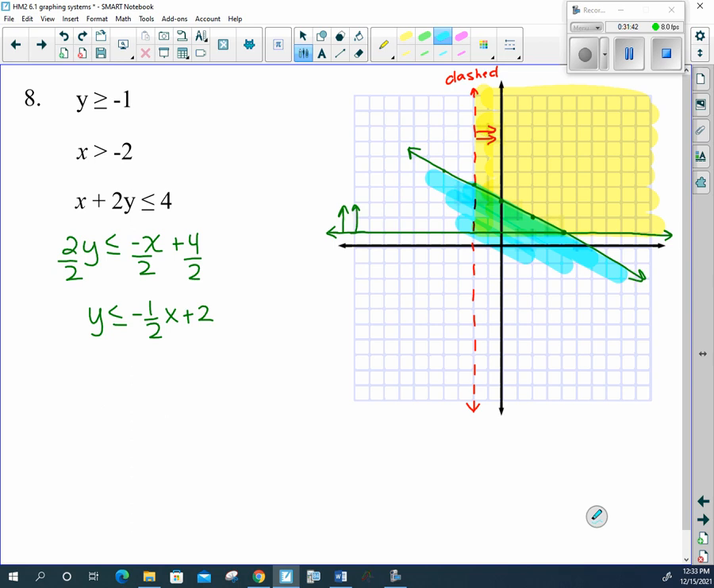So make sure when you're doing inequalities that I can tell what the final shaded area is. What's your final solution set? Okay, that's graphing systems.